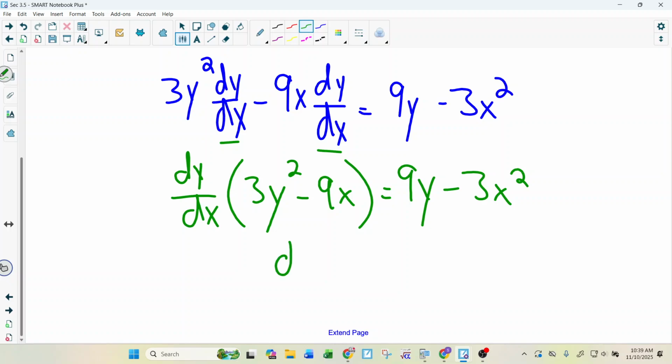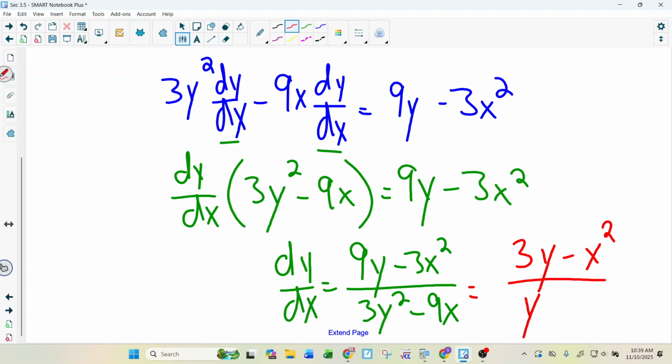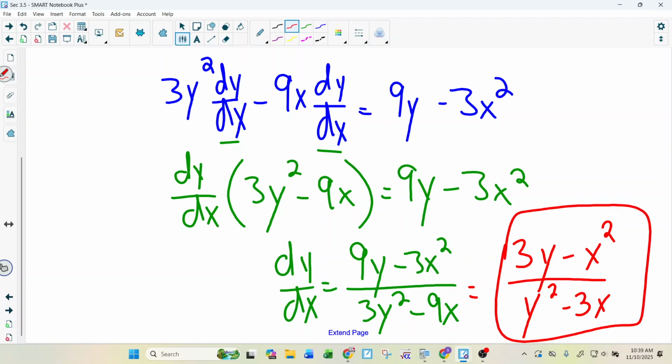And then finally, I can divide by that, to get to there. If I wanted to, I could just leave it at that. If I wanted to divide by 3, I could take out a 3 out of every single term, to get to there.